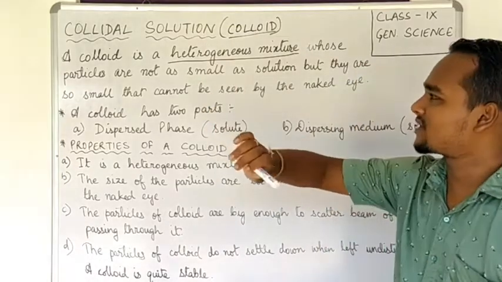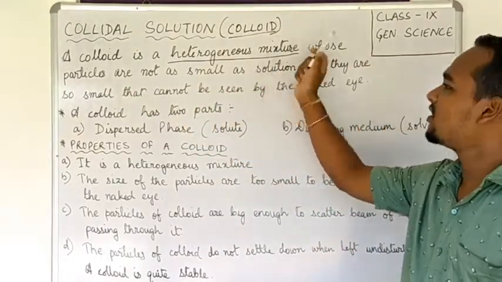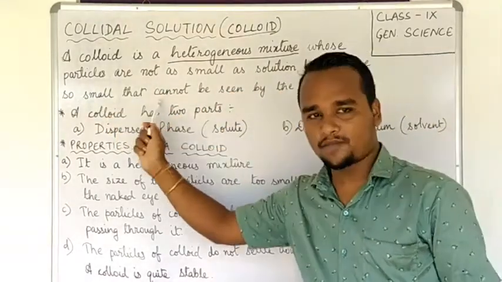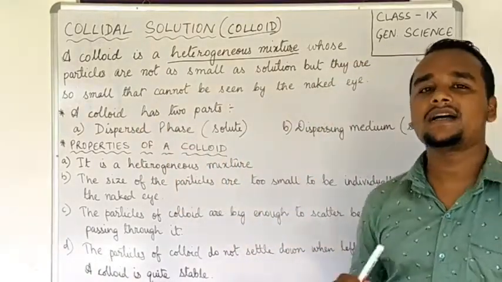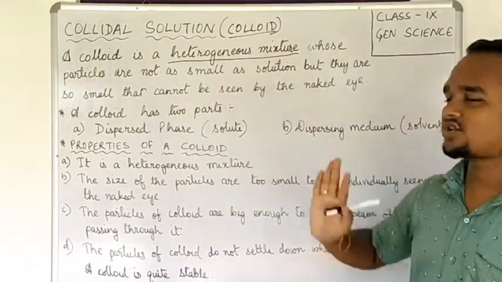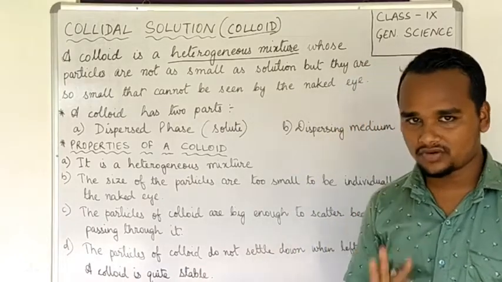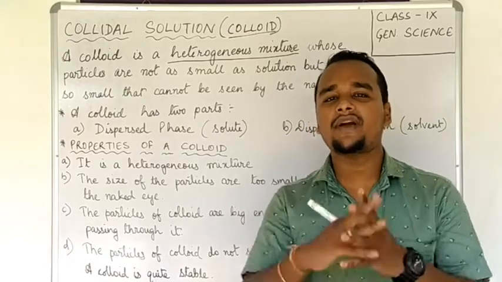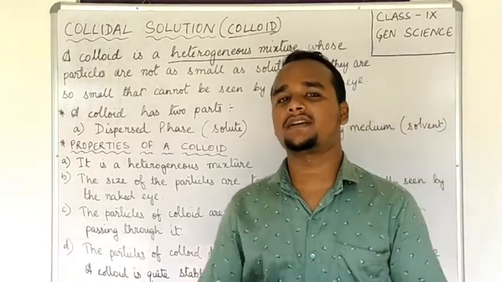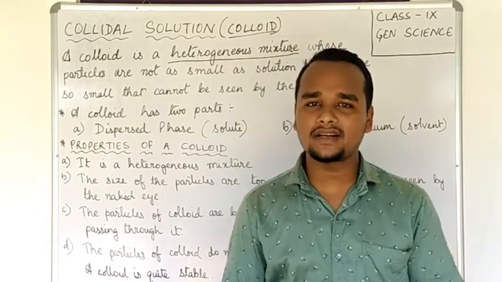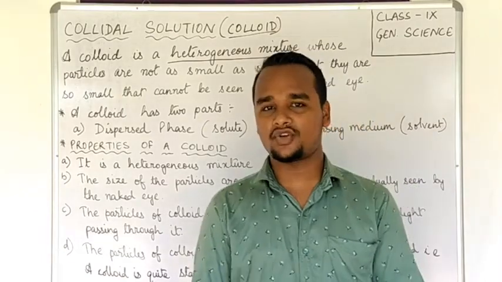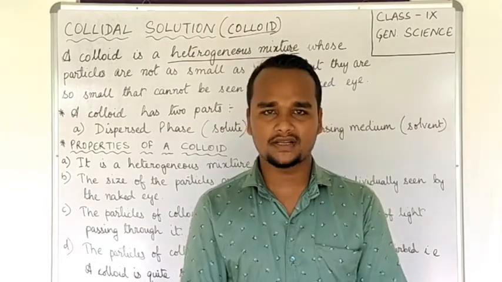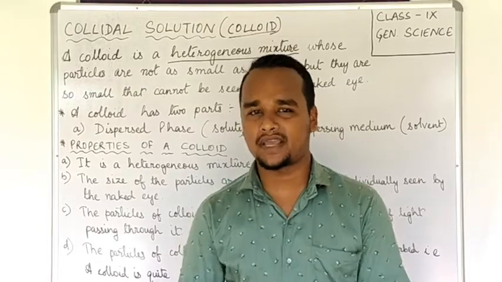So let us go to the definition once again. A colloid is a heterogeneous mixture whose particles are not as small as a solution, but they are so small that they cannot be seen by the naked eye. So this is the definition of a colloid or a colloidal solution. An example of a colloidal solution is milk. Now, if I ask you, is milk a clear solution? The answer is definitely no. Milk is not clear. But do you think milk is a suspension? Can you see the particles of milk? The particles of milk cannot be seen by our naked eye.